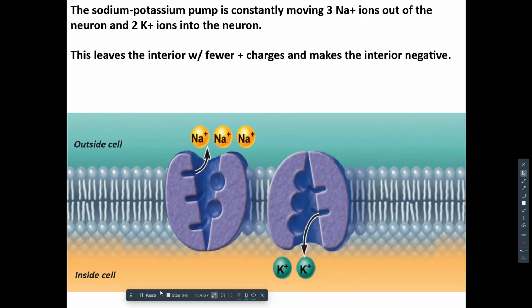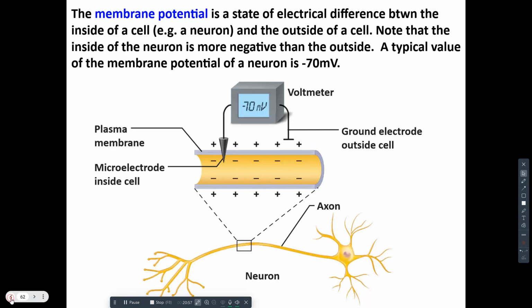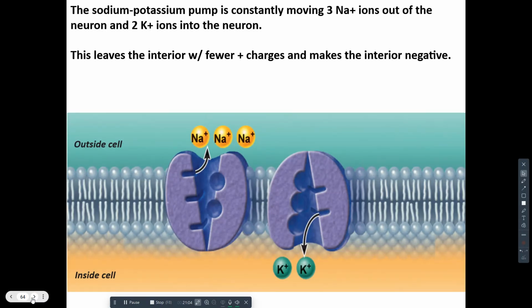Notice that in doing so, I'm moving more positive charges out than I'm moving positive charges in. So I got 3 pluses going out, but only 2 pluses going in. That's going to make the interior more negative, which is what we saw in our voltmeter here. Okay, so the sodium-potassium pump helps make the interior more negative.